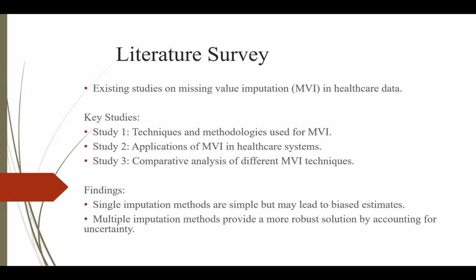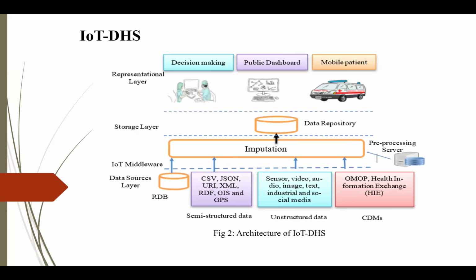Finally, we found that single imputation methods lead to biased estimates, and that was the main reason multiple imputation was used, which is a robust solution by accounting for uncertainties.